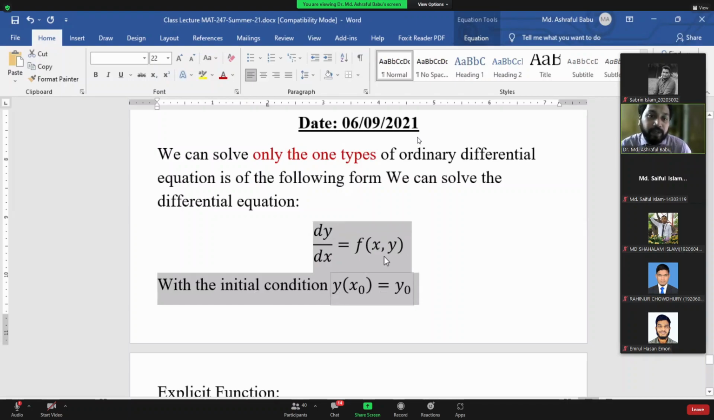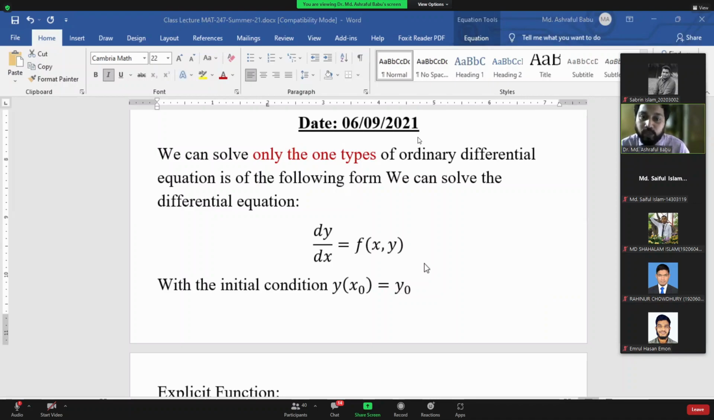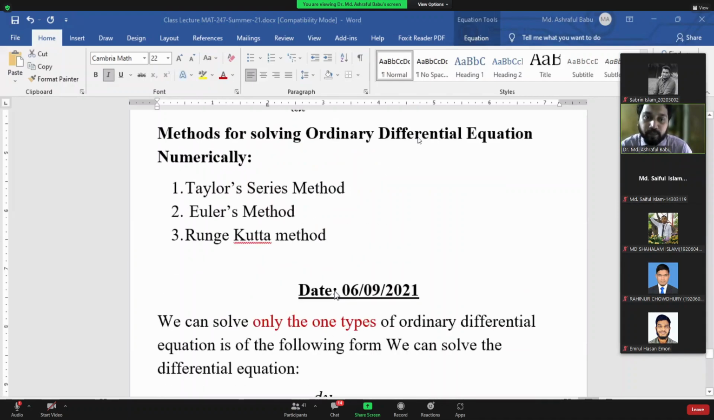That means if you put x naught, the initial domain value, into the function, then you will get the initial function value. So this is the initial condition that will be given. One domain value and one function value will be given as an initial condition for these three types of problem.